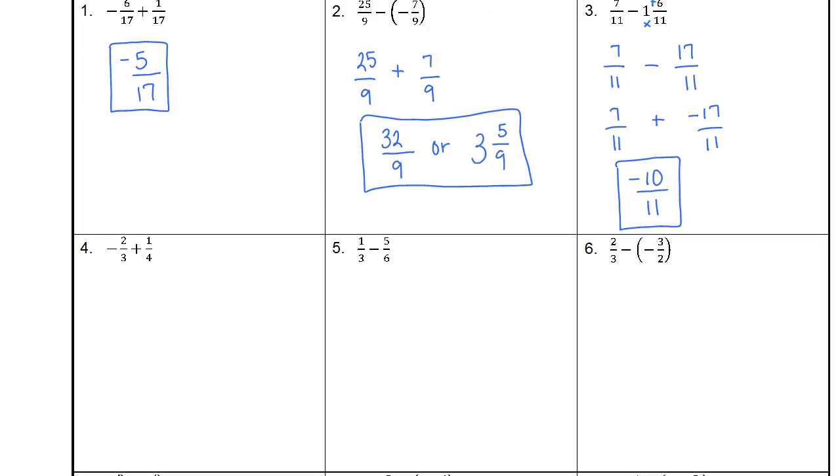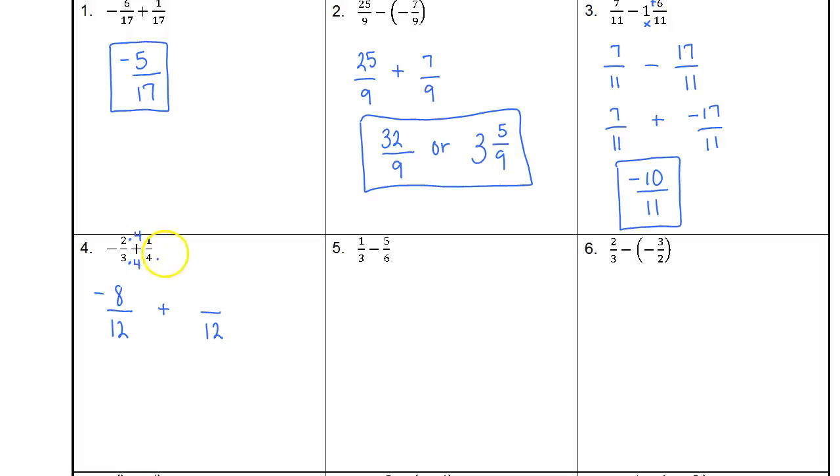For number 4, this is the first one where we have unlike denominators. So 3 and 4, we have to think about a number that they will both divide into evenly. And the least common denominator would be 12. So I'm going to change both of these so that they have a denominator of 12. And that means I have to look back up at my original denominators. I multiplied 3 by 4 to get 12. So 2 times 4 will give me 8. And of course that -2/3 was negative, so -8/12 is negative as well.